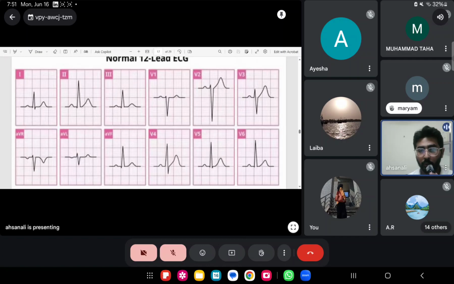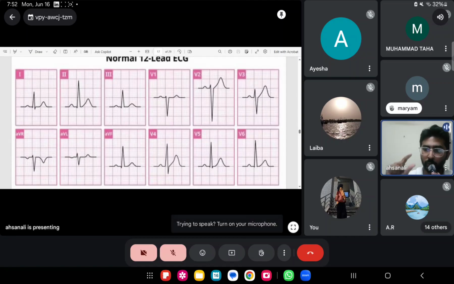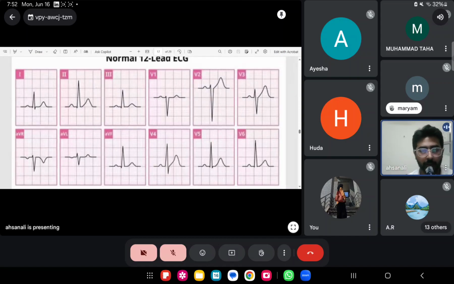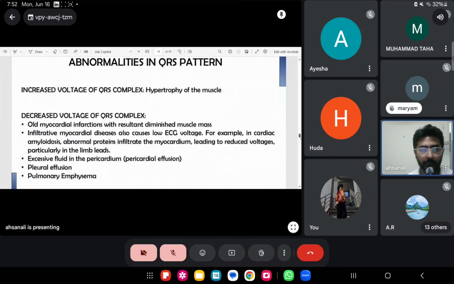Another thing you are going to remember here: V1 is going to have a dominant S wave. This negative deflection is called the S wave, and V6 is going to have a dominant R wave. Slowly, as you go from V1, V2, V3, V4, V5, V6, the R wave is going to become dominant and the S wave is going to shrink. This is the normal progression of the S and R waves. These two things you need to remember in a normal ECG. All right, moving forward.